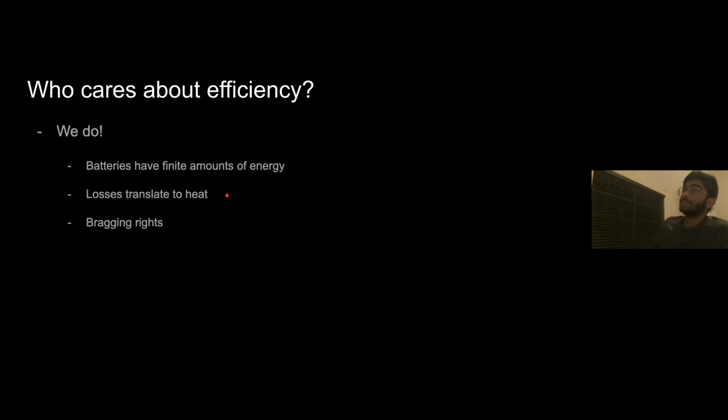We also care about efficiency because when we lose energy in these transactions, it usually leaves us heat. And heat is not good for our components. They can only handle so much. It's not good for us, because if we're on fire, that's not good. Heat is generally bad. So we try to avoid introducing extra heat into our system. And also, there's some bragging rights when you have high efficiency. In the power electronics world, high efficiency, that's some clout. So we try to get that as high as we can.